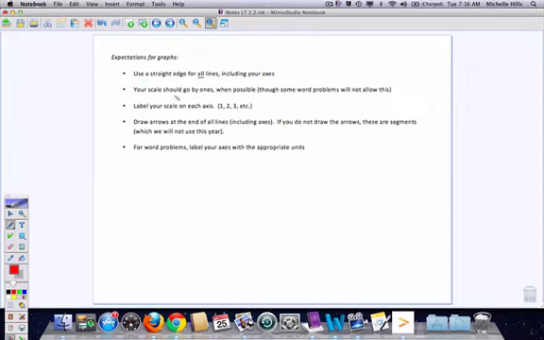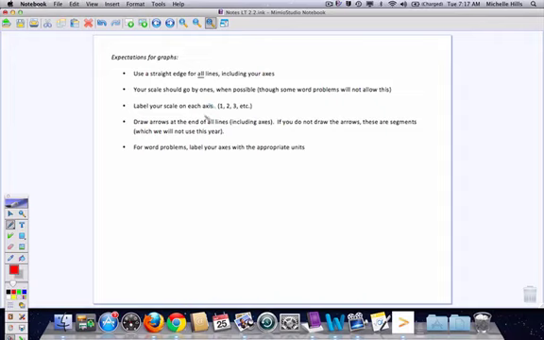Your scale, if possible, should go by ones, and it's almost always possible to do that on just the ones that we do on paper that aren't word problems. The word problems, we're going to have to change the scale, though. You have to label the scale on each axis. If it's a word problem, we also have to label what the scale stands for, what those numbers stand for.